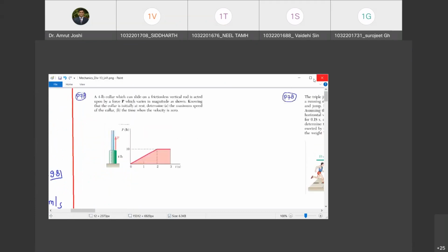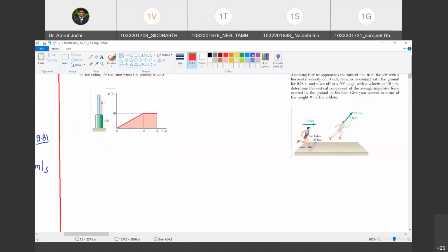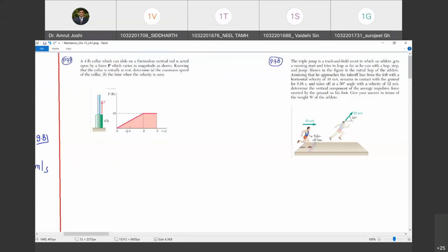Now you can read. Go ahead. Knowing that the collar is initially at rest, determine first the maximum speed of the collar and second the time when the velocity is 0. So a 4-pound collar which can slide on a frictionless vertical rod is acted upon by a force P with the magnitude as shown.